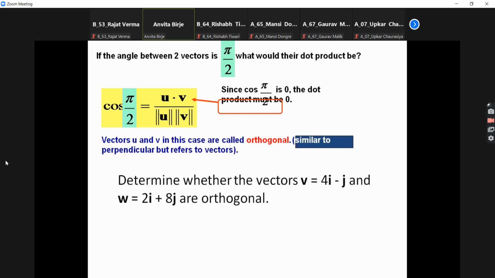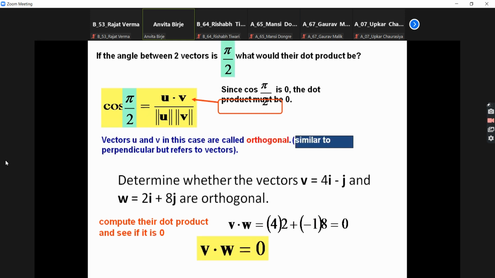So we can just verify this. I have another example. Vectors V and W are given, and you have to find out whether they are orthogonal or not. If you have to find out whether they are orthogonal, simply take a dot product. And if the dot product comes to 0, then the angle is 90. So if you take the dot product: 4 multiplied by 2, that is 8, and minus 1 multiplied by 8, that is minus 8. So 8 minus 8 is going to be 0. That means the dot product of V and W is 0. That means they are at 90 degrees.